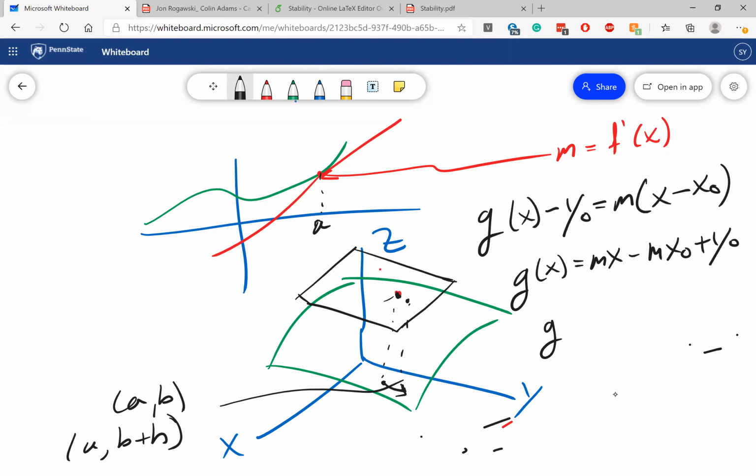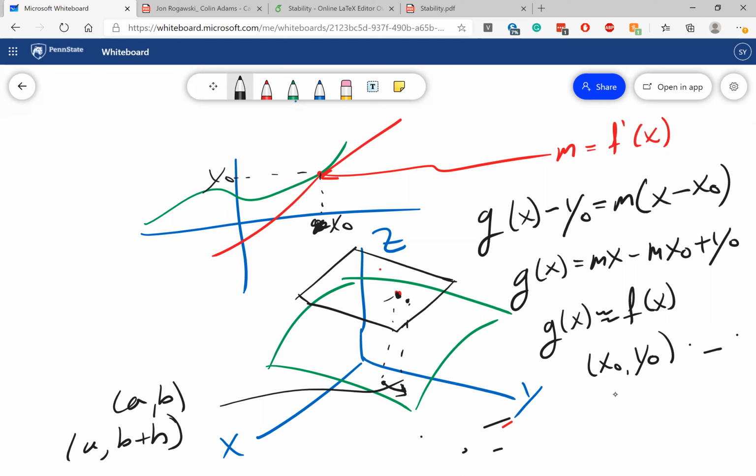And that would be the line, and then we can approximate f of x by g of x. So g of x is approximately f of x around the point (x0, y0). So here would be our x0, and here's our y0. And so they approximate each other.